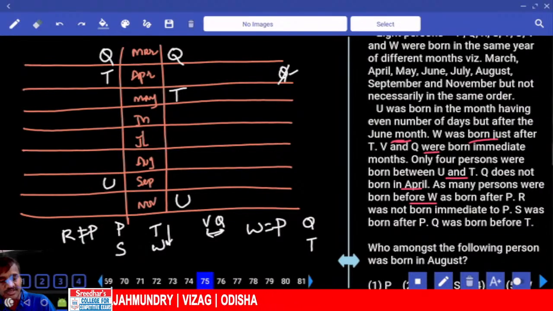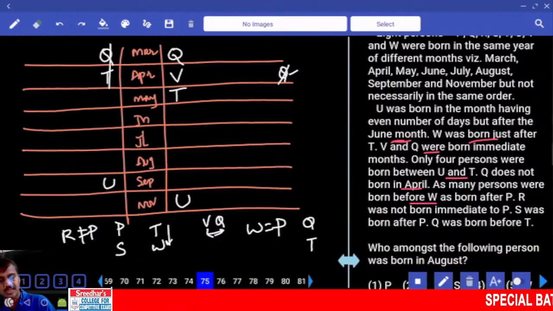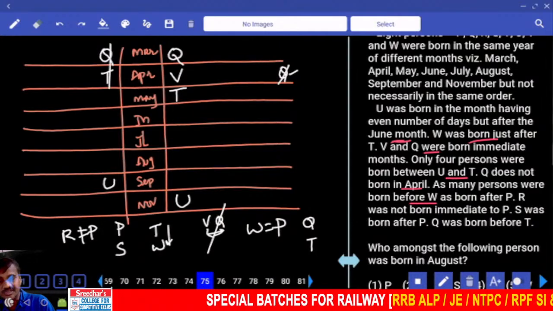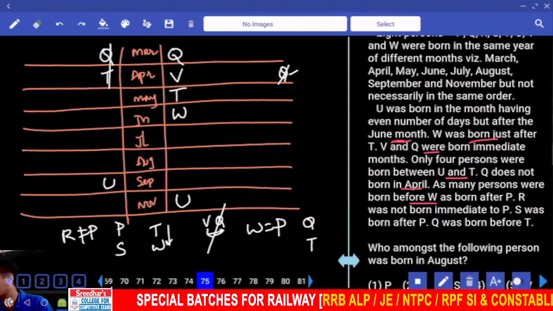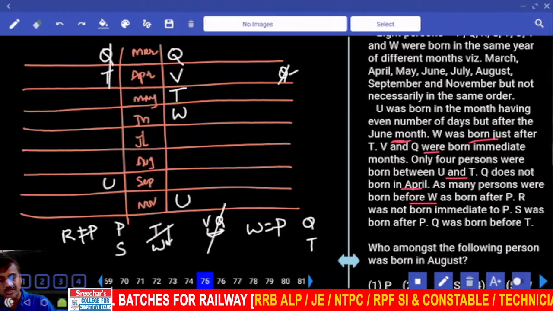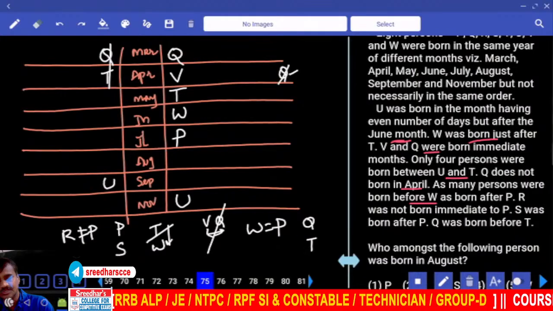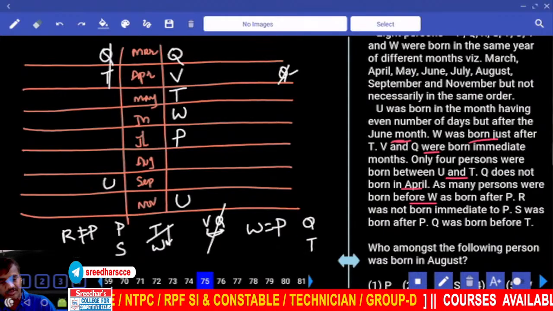Then if Q and V are adjacent, this case is ruled out. Clear? Q and V are adjacent, this is the possibility. Then next one, W and P. Now in between W and P and Q and T, where should this W be? T and W, W must be here because they are adjacent to each other. W and P, W is fourth from the top. 1, 2, 3, 4, P is fourth from the bottom. And W and P done.